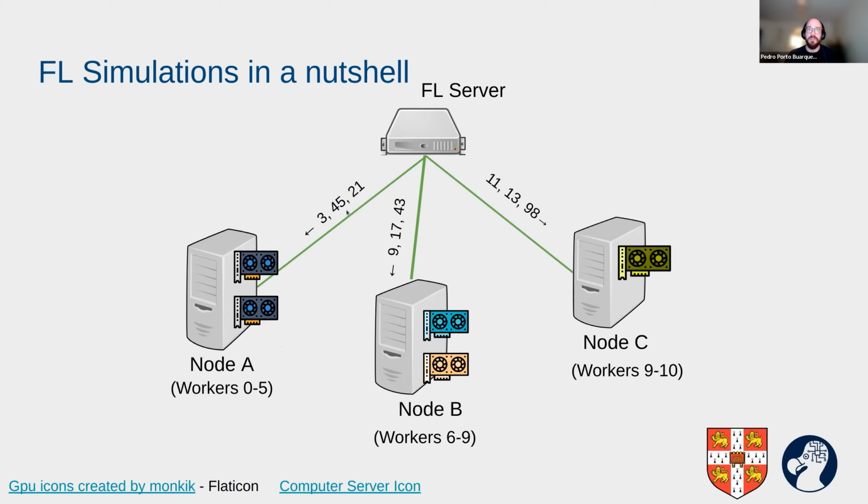Okay, so this is just an overview. You have the server, which sends IDs to different nodes. The different nodes will assign these IDs to different workers. They will train, and they will respond to the server.